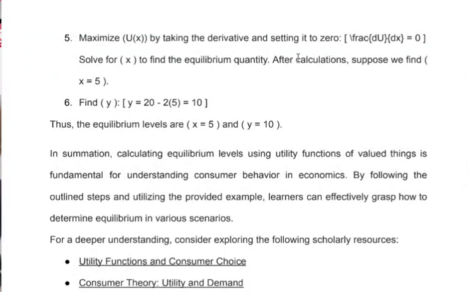Maximize by taking the derivative and setting it to 0. Solve for x to find the equilibrium quantity. After calculations, suppose we find x. Thus, the equilibrium levels are x and y.